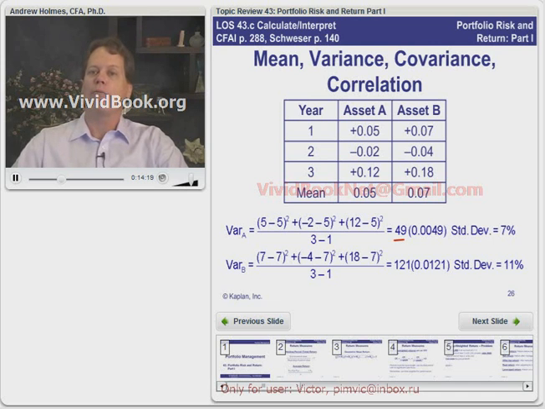Okay. Well, what's the problem with that? The problem is we squared all these deviations, right? So this is in units squared. When do you use units squared? Well, I guess if you're a variance user, you're using units squared.